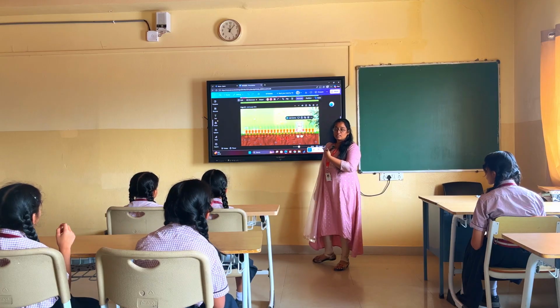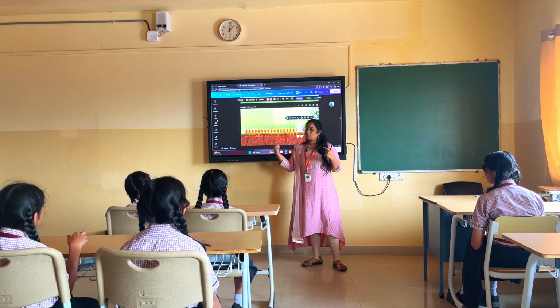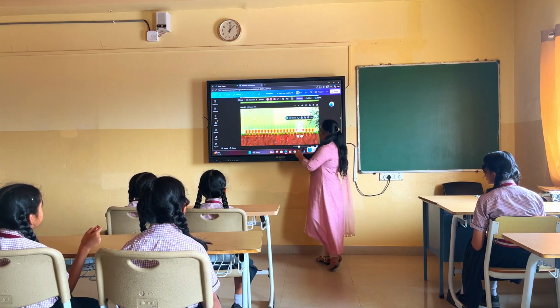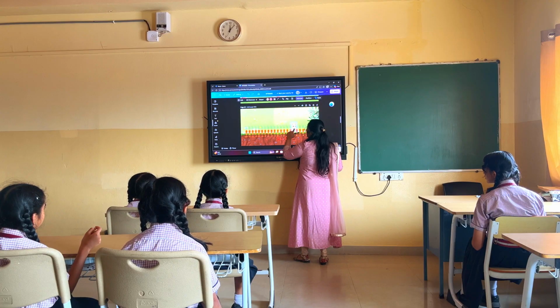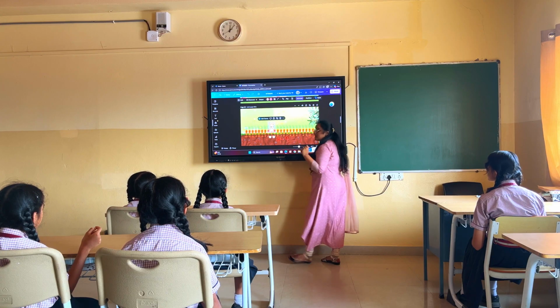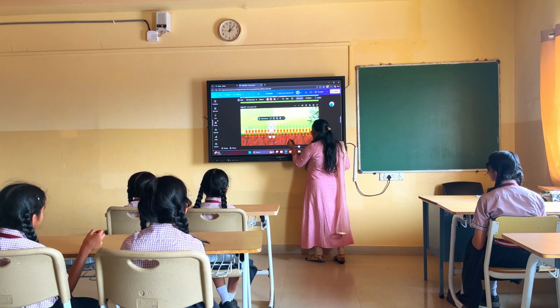Now, what is the symbol here? Minus, which means will it go front or back? Back. How many steps? 9 steps. 1, 2, 3, 4, 5, 6, 7, 8, 9. So what is the answer now? Minus 2. Minus 2 is the answer.